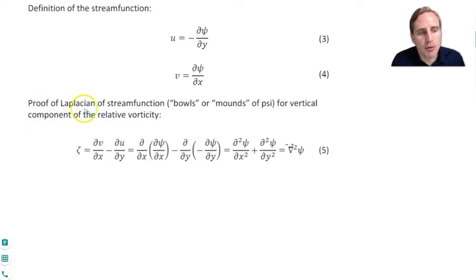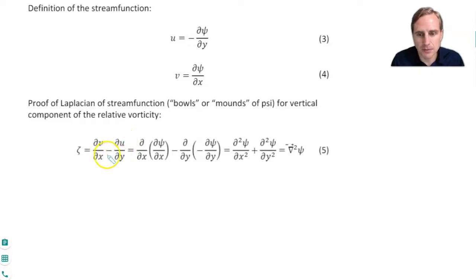Now here's a proof that the Laplacian of the stream function, which are bowls or mounds of psi, gives you the vertical component of the relative vorticity, and why we believe there was a typo in how the problem was stated. So zeta, which again is the vertical component of the local relative vorticity, is always given by partial v partial x minus partial u partial y.